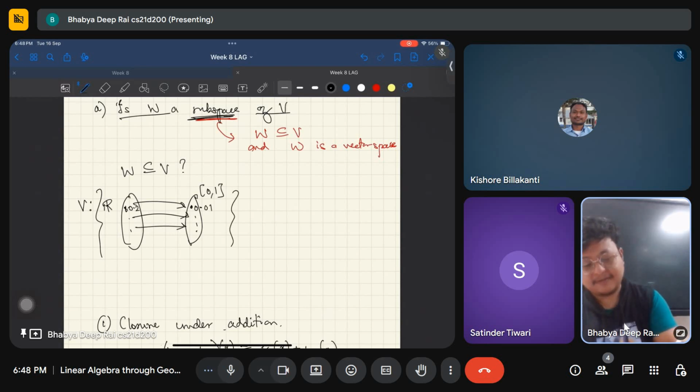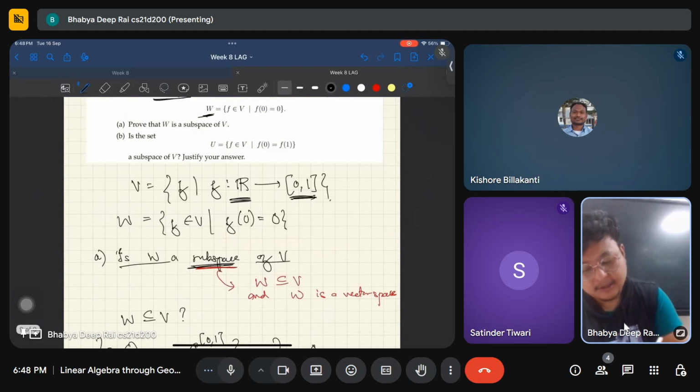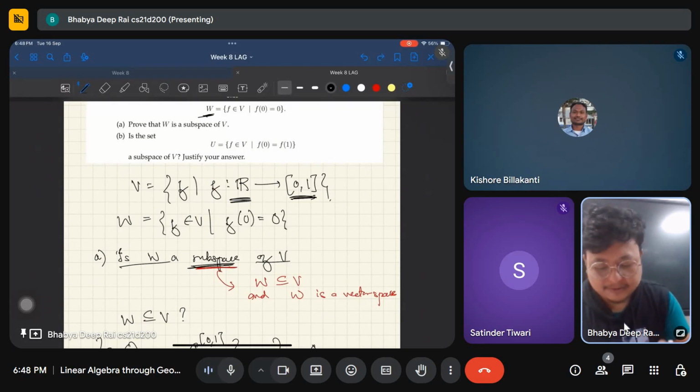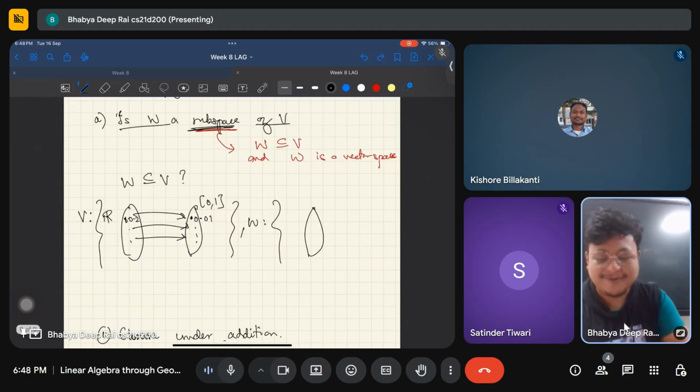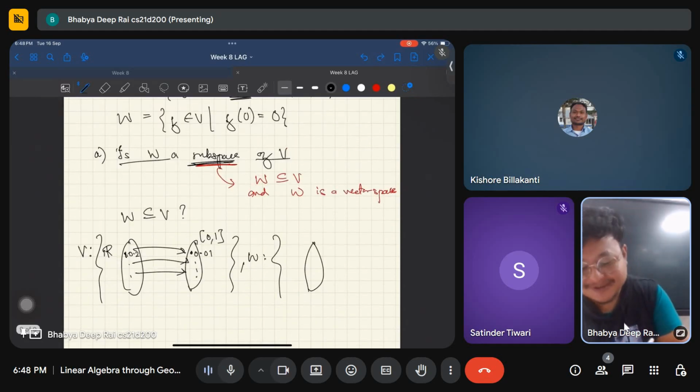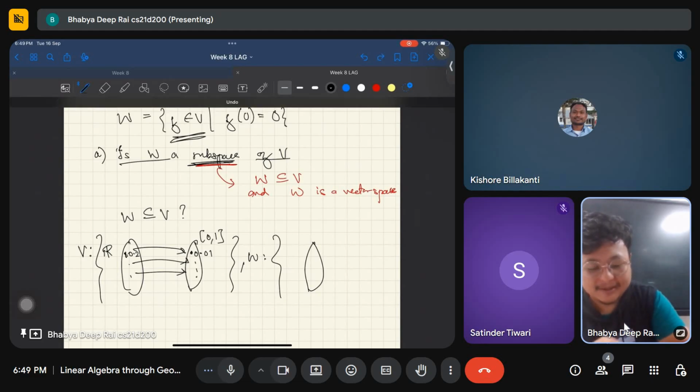V is the set of these kinds of functions. What is W? Now let's see what W is. W is the set of functions which take a real number. Okay, W is just a function in V already, so we didn't even have to check it, because we are already saying that W is the set of functions which are in V. But additionally, there is this property. So this already tells us that W is a subset of V.